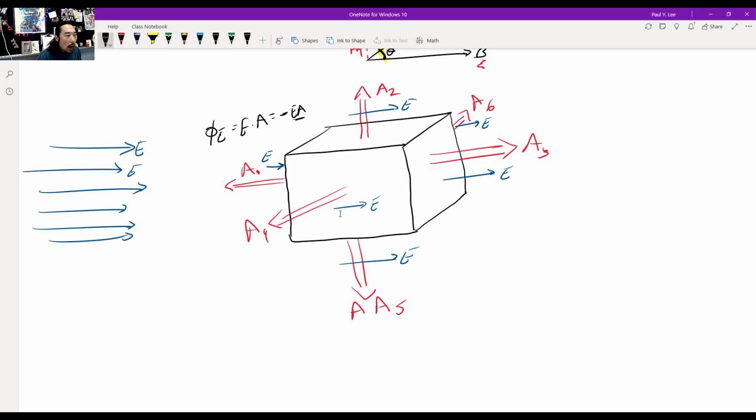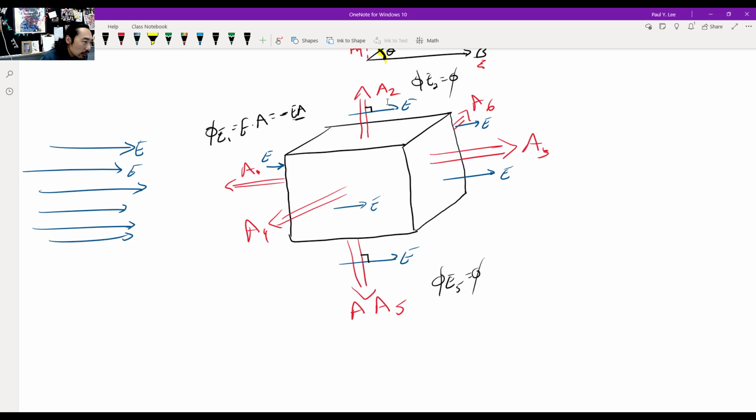All right. Now let's go to A2. If I look at A2, I notice that my area vector and my E field vector are perpendicular to each other. Therefore, my flux for 2 would be 0, because they're perpendicular. And by symmetry, I can see that here, flux 5 would also be 0 because these are perpendicular.